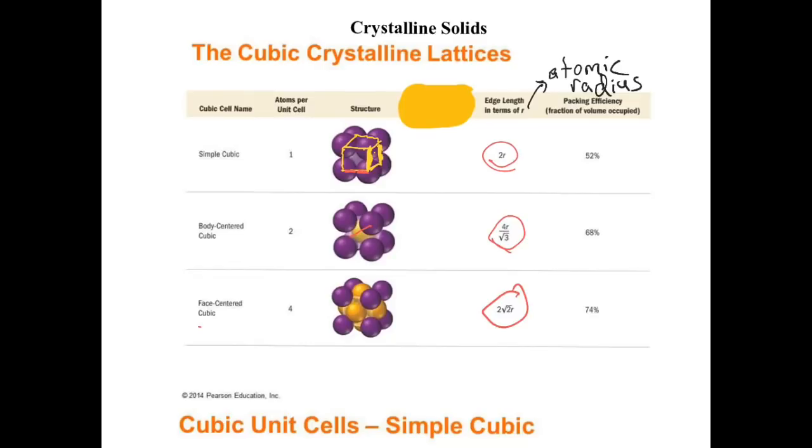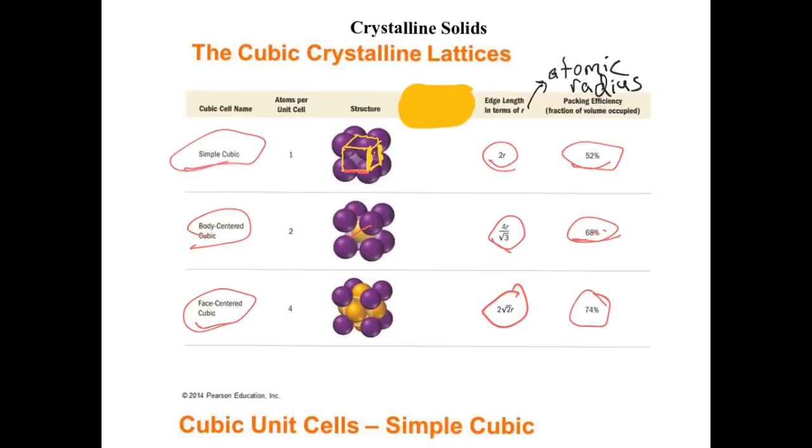And then packing efficiency. Turns out that the most densely packed unit cell is the face-centered cubic. It has a 74% packing efficiency. In other words, in terms of the volume of the unit cell, 74% of that volume is just taken up by the atoms. 68% of the volume of the unit cell for body-centered is taken up by the atoms, and only about half, 52%, of the space found in the simple cubic cell is taken up by atoms.